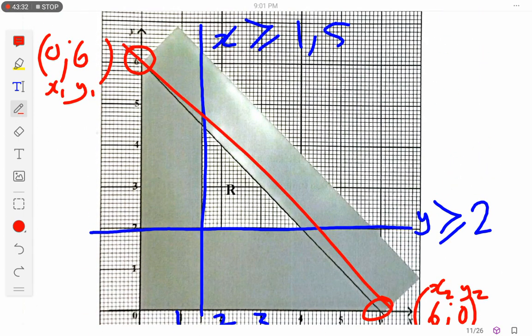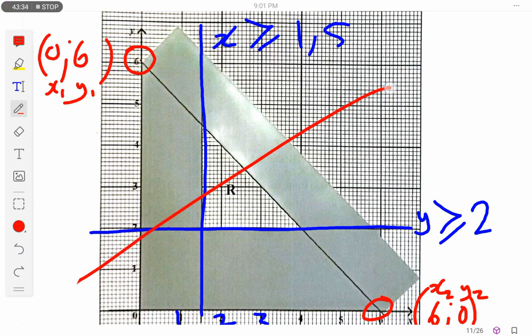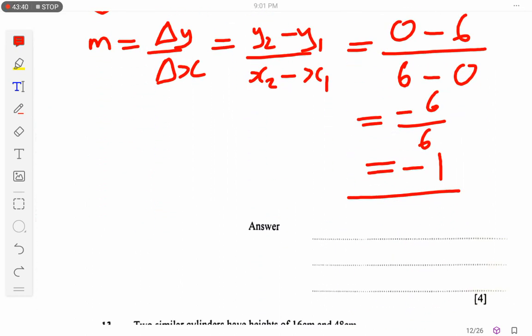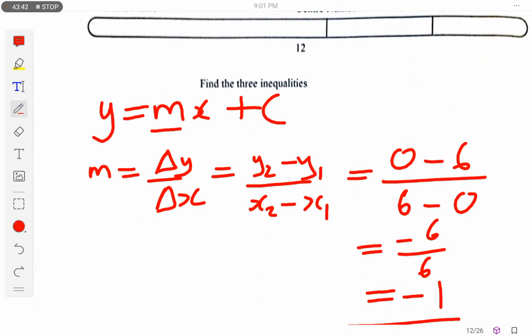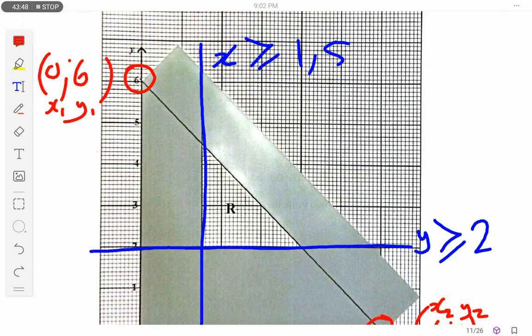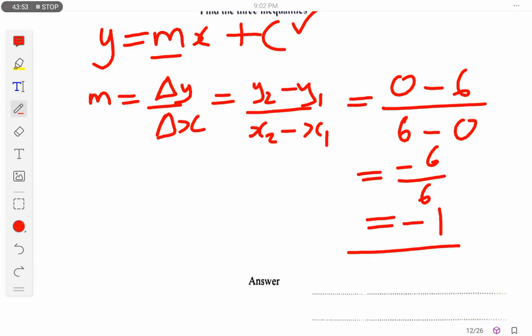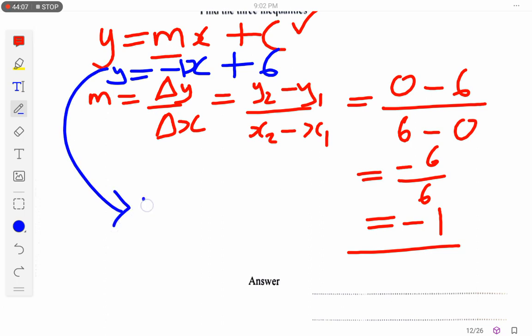Which makes sense considering the way it's lying. When it's like this, you have a negative gradient. When it's like this, it's a positive gradient. So that's number 1, we have our gradient. Then c here, guys, is our y-intercept, where the graph cuts the y-axis. You find out it's cutting at 6. So the equation of my line is going to be y equals m, which is minus 1, so minus 1x, plus our c, which is 6. So this is our equation there: y equals minus x plus 6.